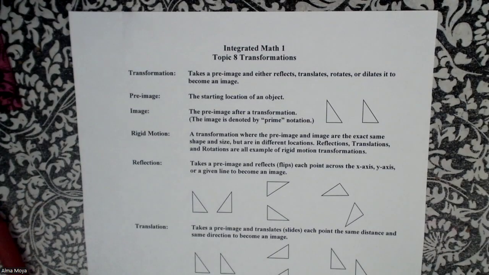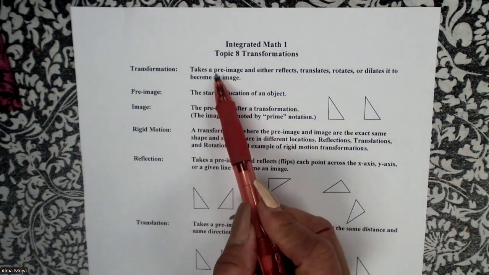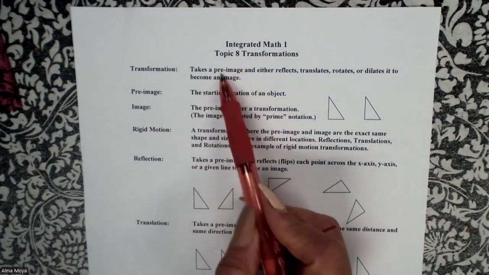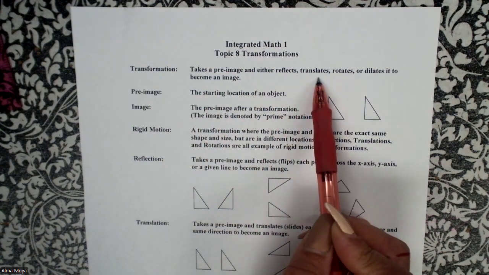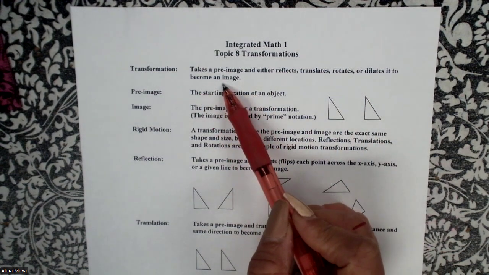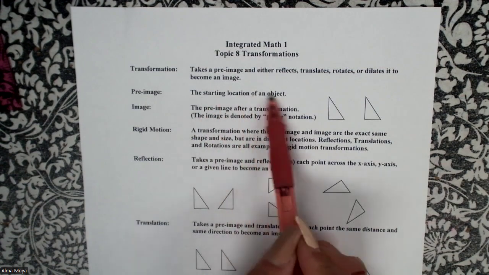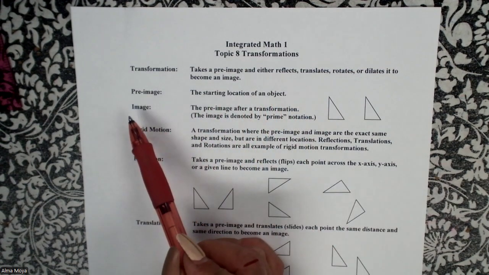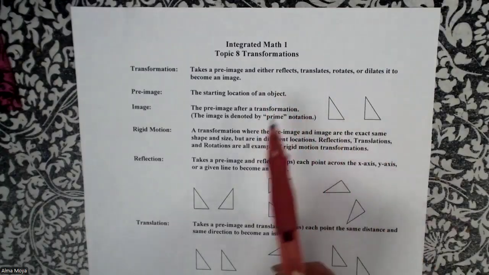Today's lesson is on topic 8, transformation. This is going to be the introduction. Transformations. Now, on transformations, it takes a pre-image. So this is the beginning, and it either reflects it, translates it, rotates it, or dilates it to become an image. So the pre-image is the starting location, what the object is at the beginning. The image is the pre-image after whatever transformation you do.